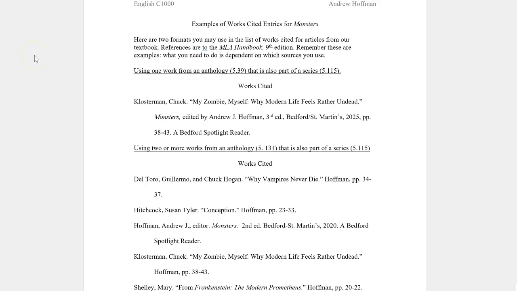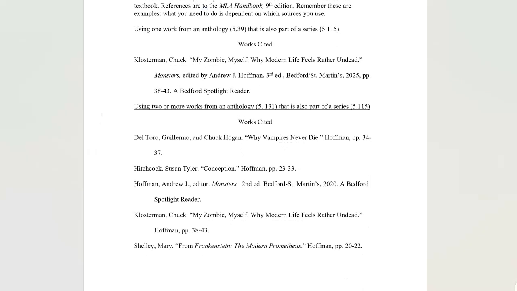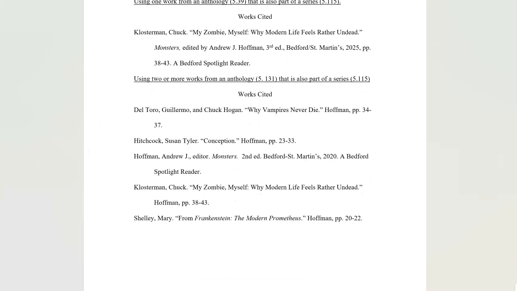Now, sometimes you might use two or more works from the anthology, okay? I got a little excited with this, and we have a lot of examples here, which is probably way more than you would ever actually have in your paper. But here we go. The system that MLA develops is called the cross-reference system. And it's used if you have two or more works from the same anthology. The point being that you don't have to repeat all the anthology information over and over again.